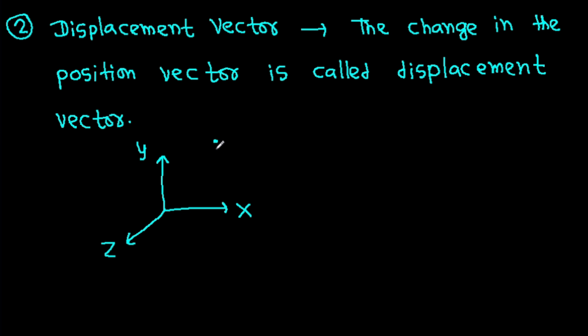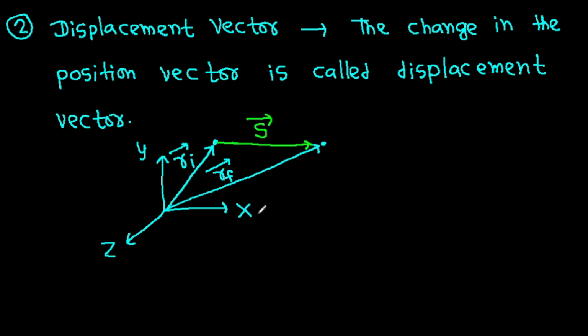Suppose this is the initial position of the particle and this is the final position of the particle, then this change is the displacement vector. Displacement vector is final position minus initial position.